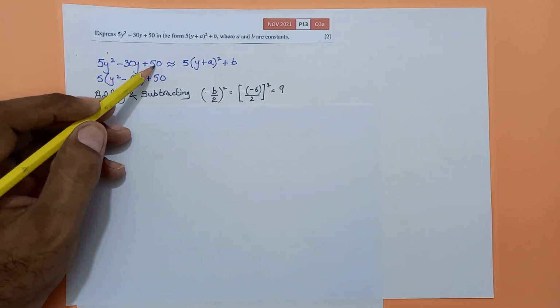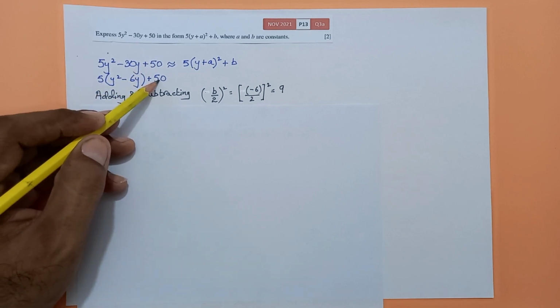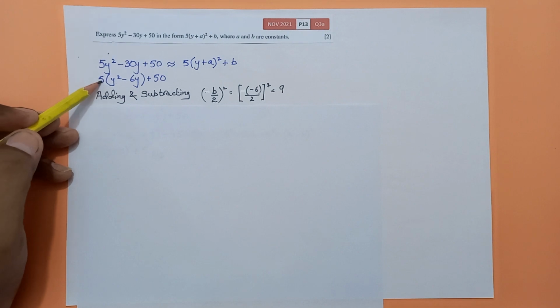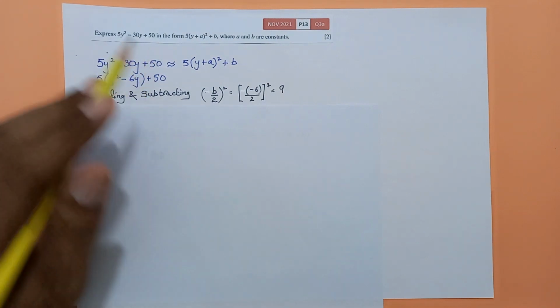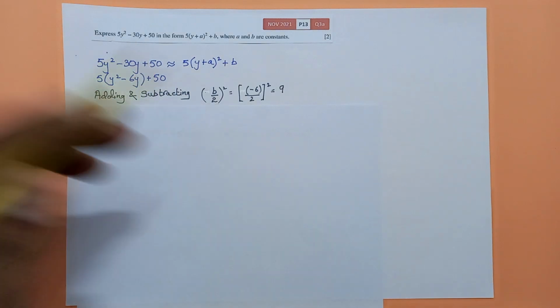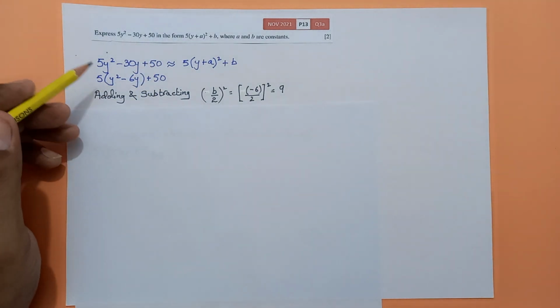You can also take a common from 50 as well. Then definitely this 50 would be converted to 10 because 5 tens are 30, and then this 10 would be inside the bracket. It is not wrong if you're doing that way. It is acceptable. You can do that.